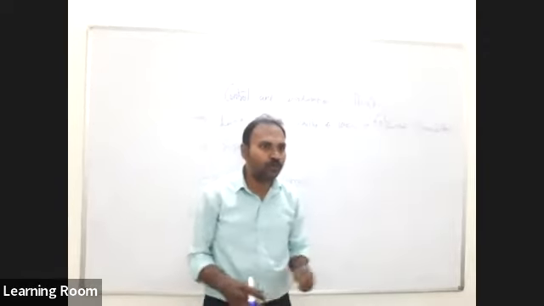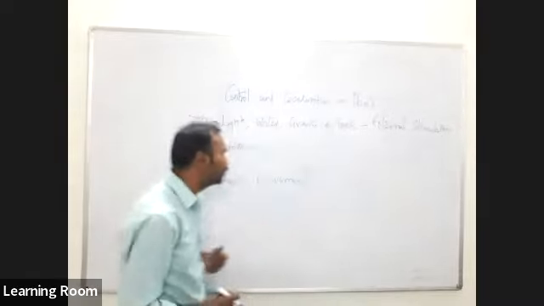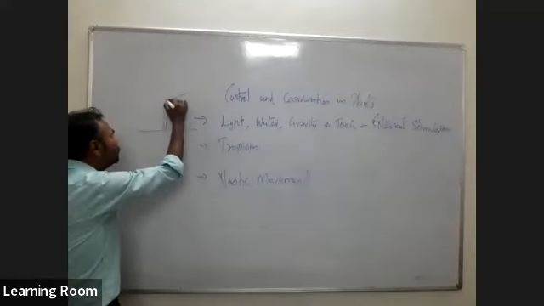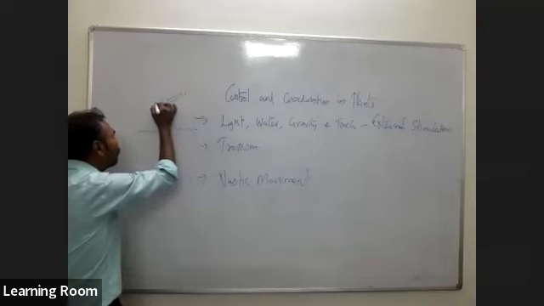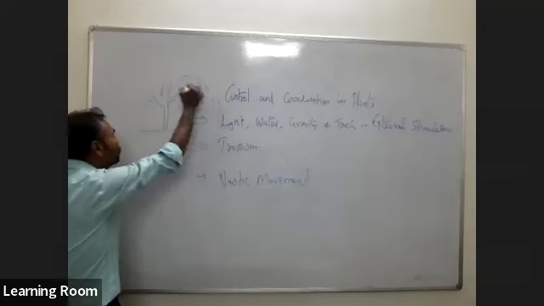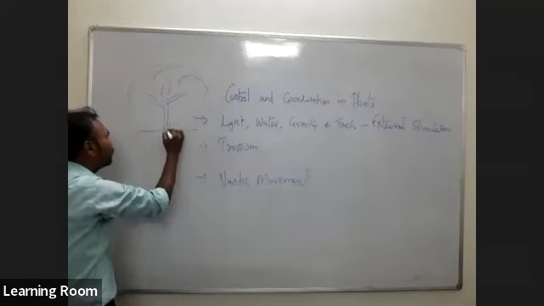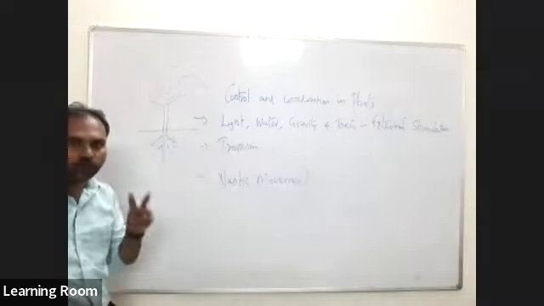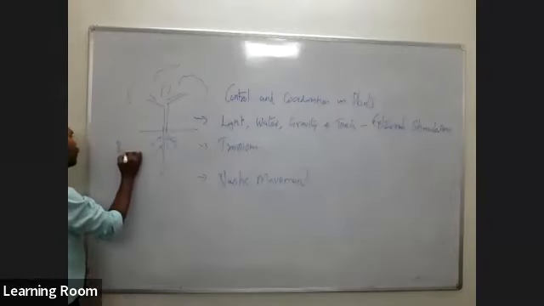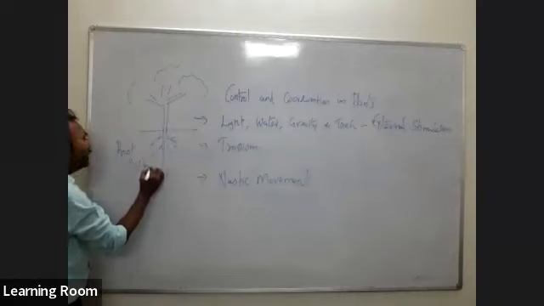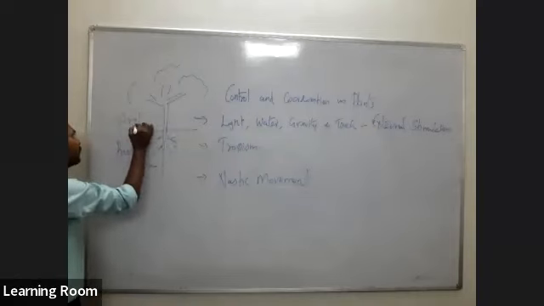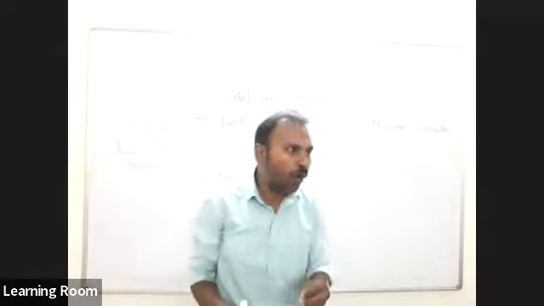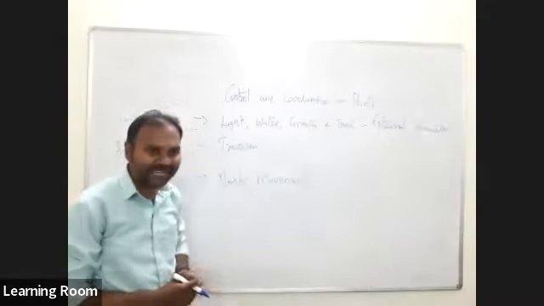For example, tropic movements. Plant has two systems, right? What are the two systems of the plant? Here you have two systems in the plant. This is called what? Root system, and this is called what? Shoot system. Correct? Root system and shoot system. How are they regulated by these stimulations?